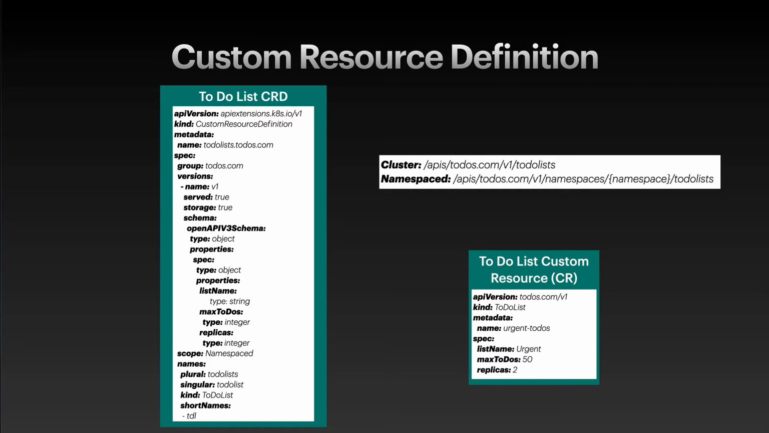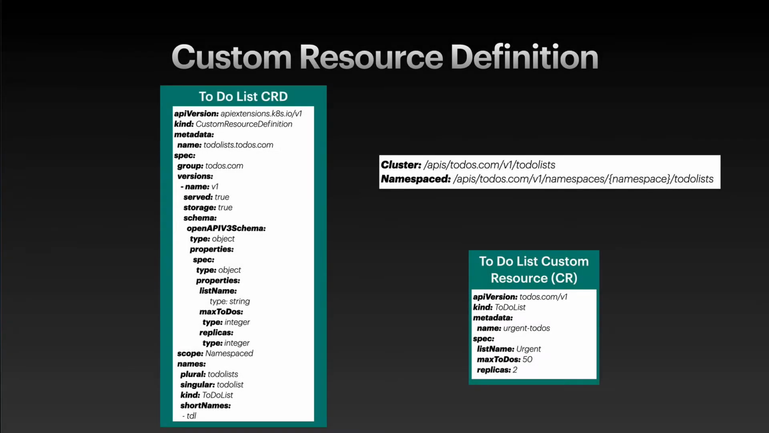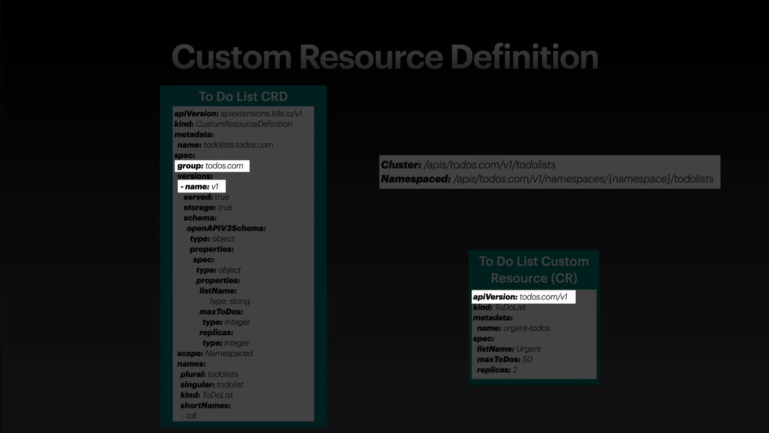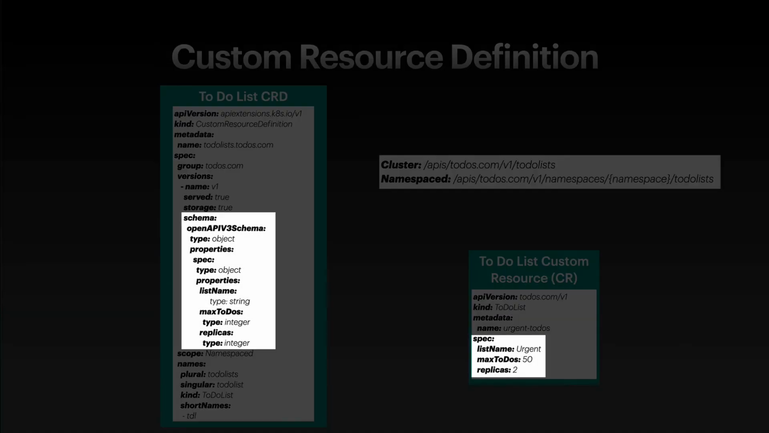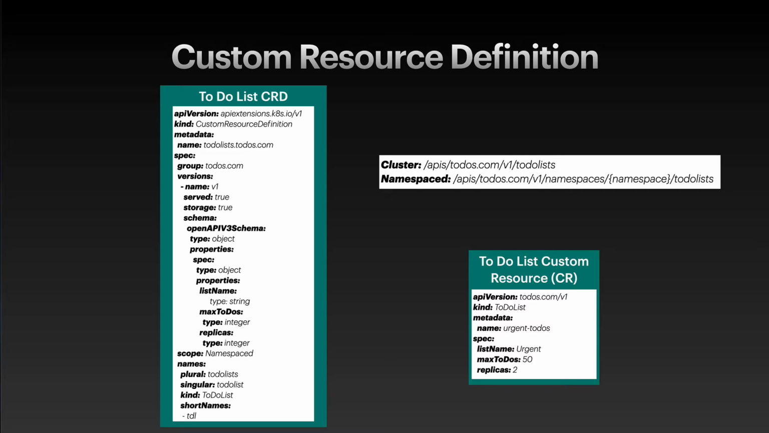Here you can see what's called a custom resource. It references and follows the schema defined by the custom resource definition. In this case, the custom resource, or CR for short, is of type to-do list, which the cluster now knows about. And the API version specified matches the CRD's group name and version name, so we now know what schema that we're abiding by. The spec field contains the values for the fields defined in the schema section of the CRD: list name, max to-dos, and replicas. So let's go ahead and apply this manifest and see what we get.